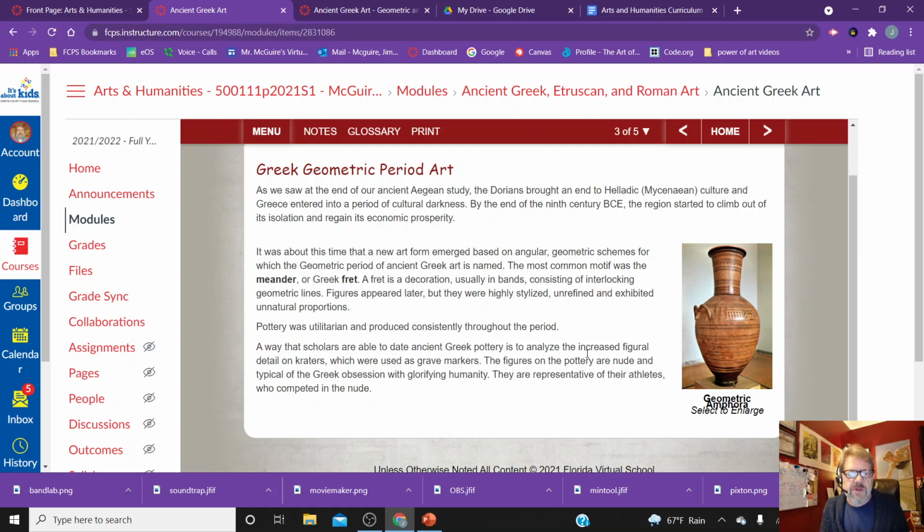Most common motif was meander or Greek fret. A fret is a decoration, usually in bands, consisting of interlocking geometric lines. Figures appeared later, but they were highly stylized, unrefined, and exhibited unnatural proportions. Very similar to what the Egyptians had.